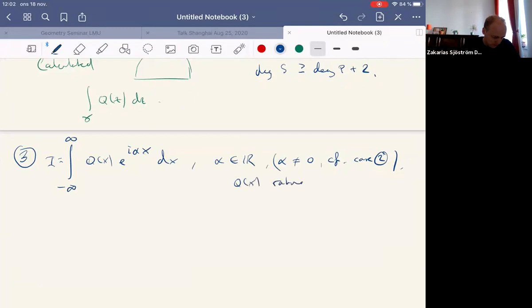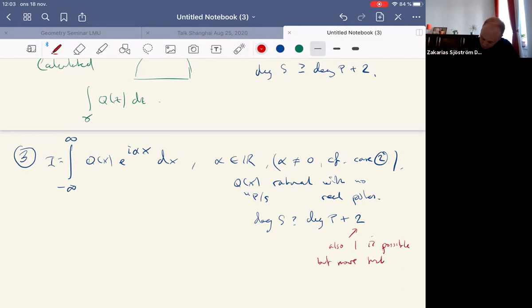Q of x is rational with no real poles, and the degree of s, where q equals p over s, is greater than or equal to the degree of p plus 2. But actually 1 is also possible, though this is a bit more tricky. You can look in Ahlfors for this.